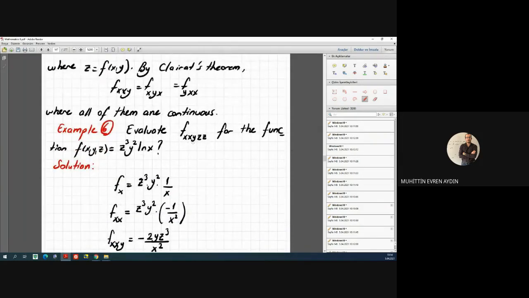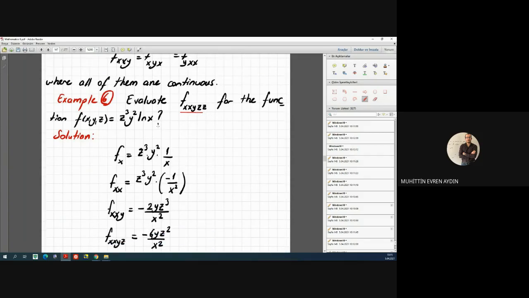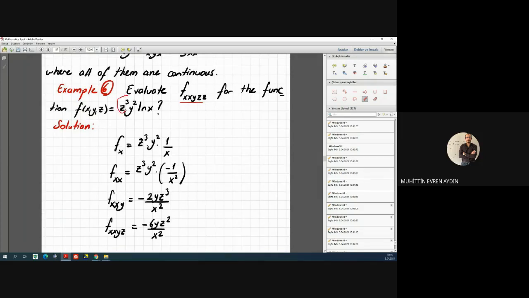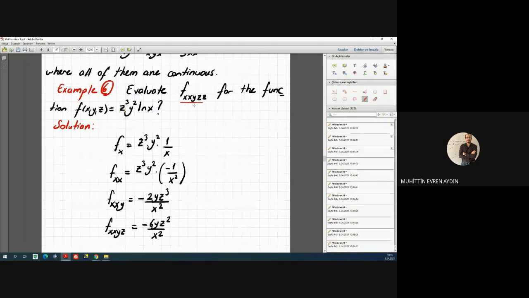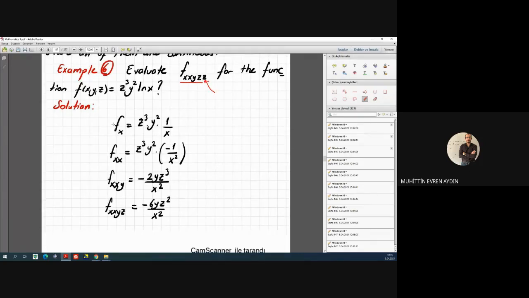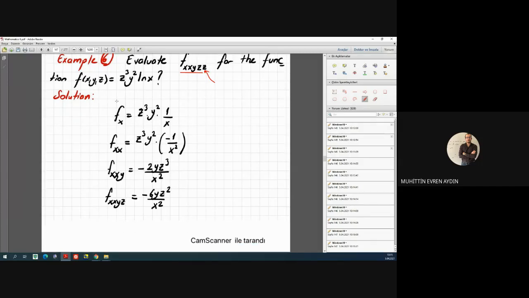Okay, another higher order, 5th order partial derivative. As you can see, those are in the form of multiplication, and the order is not important. So you can start from the variable x or y or z. It doesn't matter. Okay, the first derivative with respect to x is this.